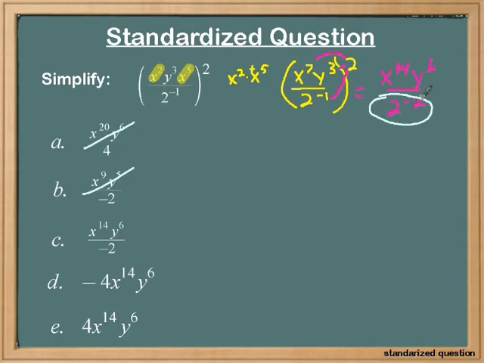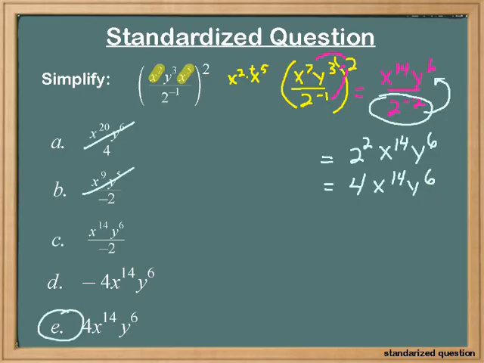What do you do with negative exponents? If it's down, it goes up. If it's up, it goes down. It's down, so we're going to bring that up. So that means that we're going to have 2 to the 2nd power. Remember, when you bring it up, you change that negative to a positive. The x was already up, so I'm going to keep it there. The y was already in the numerator, so I'm going to keep it there. So now I simply have to go ahead and evaluate what 2 squared is. 2 squared is 4. And so it looks like my final answer is going to be E, 4x to the 14th, y to the 6th.